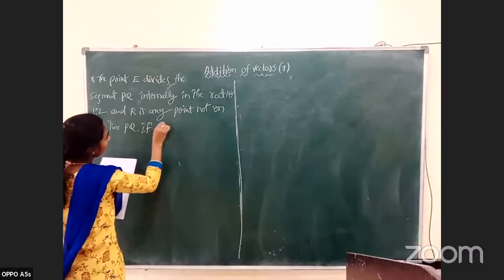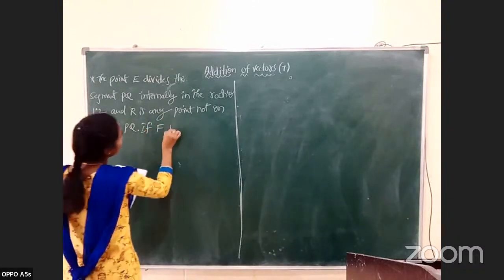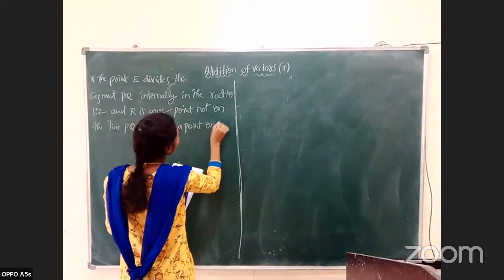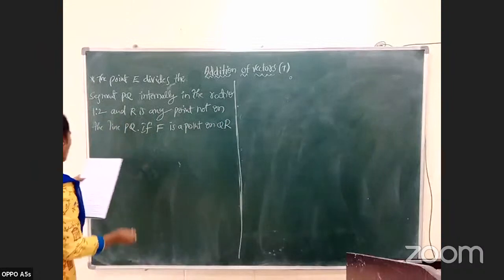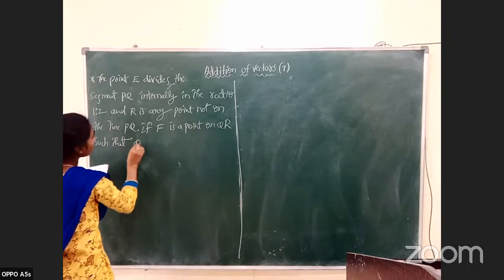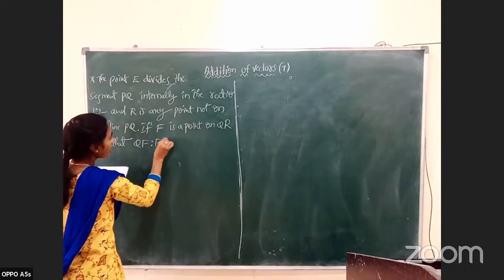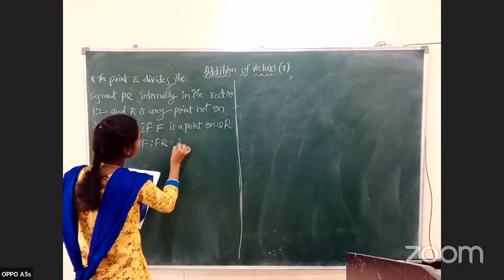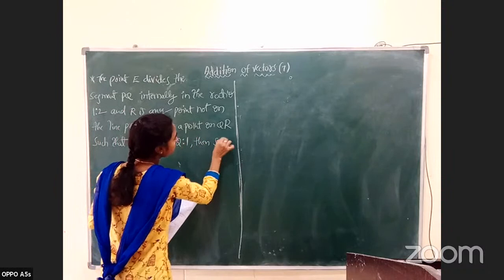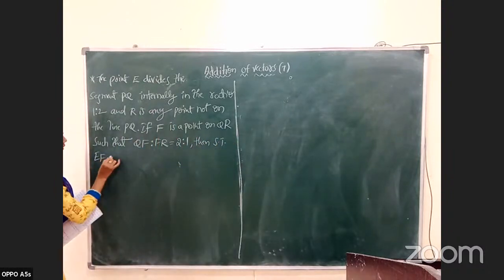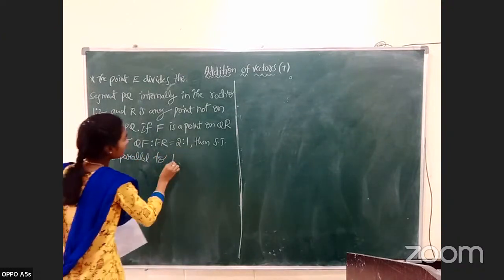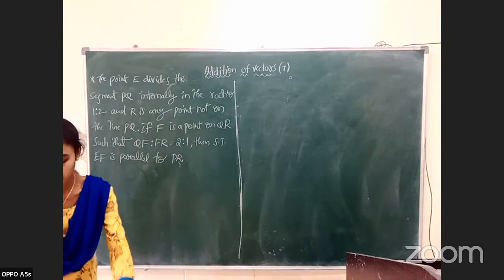If F is a point on QR such that QF is to FR is equal to 2:1, then show that EF is parallel to PR.